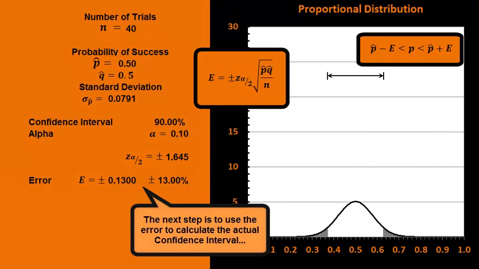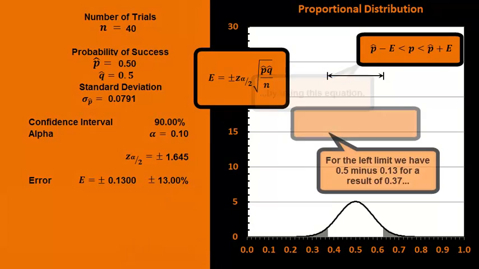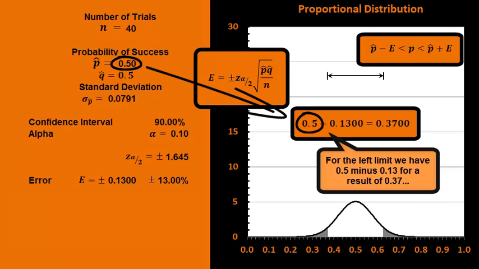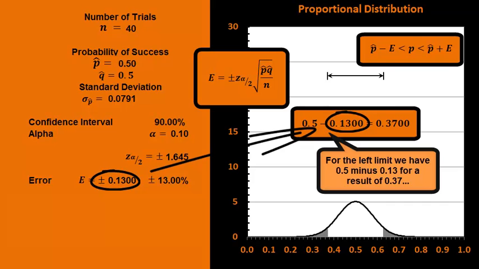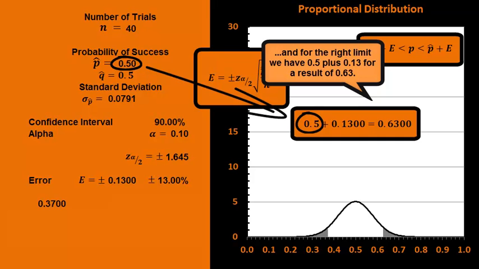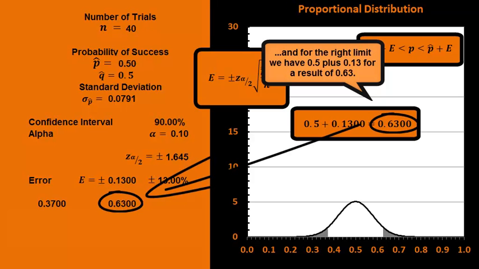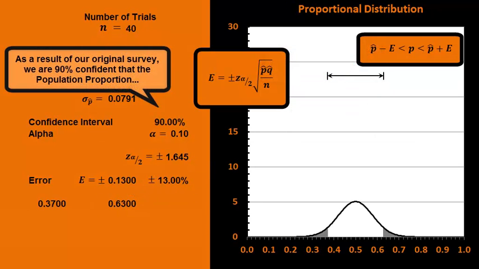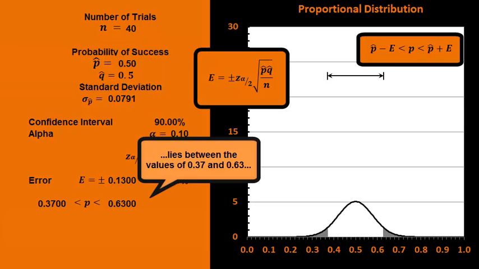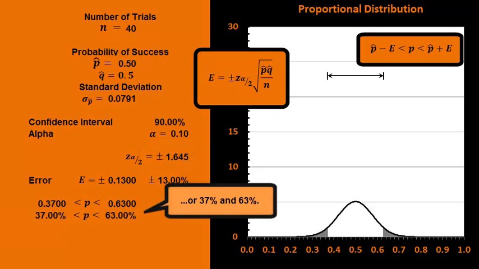The next step is to use the error to calculate the actual confidence interval by using this equation. For the left limit, we have 0.5 minus 0.13 for a result of 0.37. And for the right limit, we have 0.5 plus 0.13 for a result of 0.63. As a result of our original survey, we are 90% confident that the population proportion lies between the values of 0.37 and 0.63, or 37% and 63%.